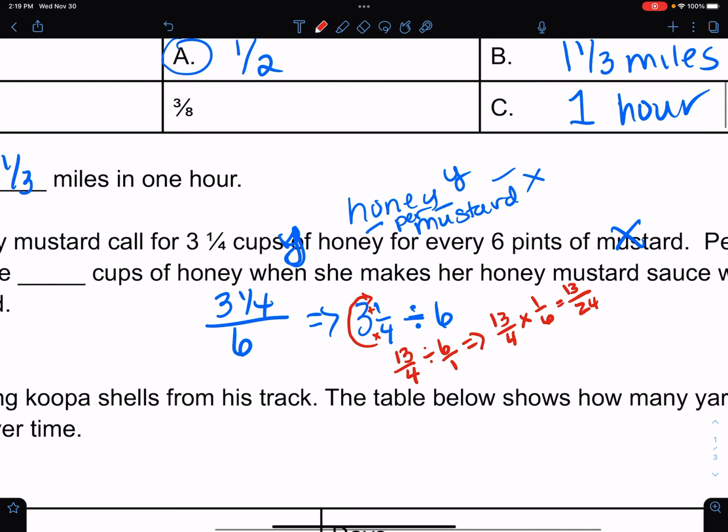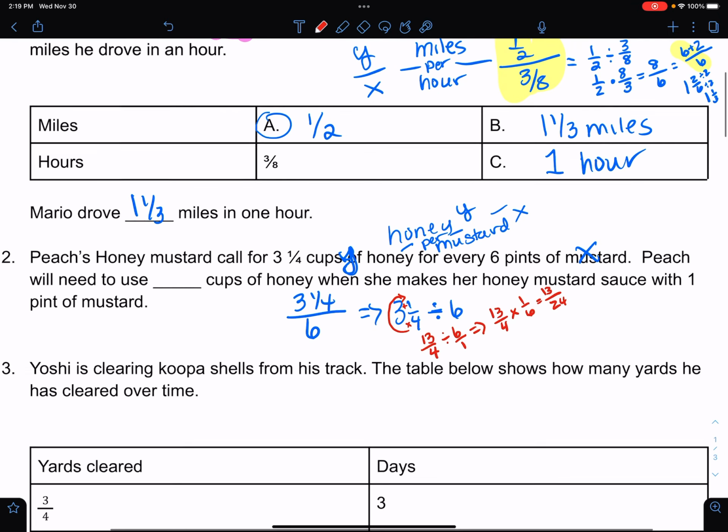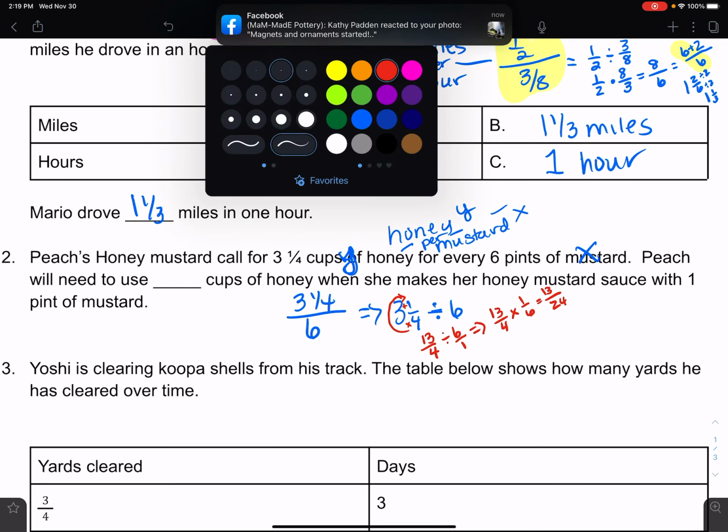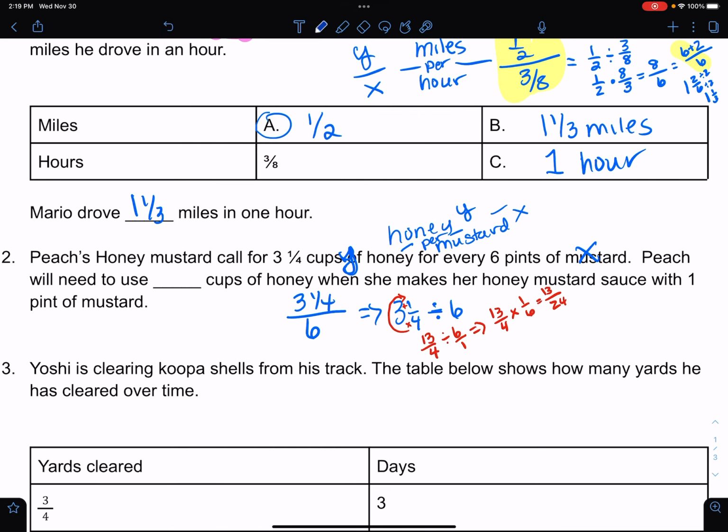Does that make sense is my last question, because I get a little concerned when it's weird, but I know that somebody made these up. So let's think about whether or not this makes sense. I'm going to switch colors. That is saying 3 1/4 is the honey for 6 mustards.